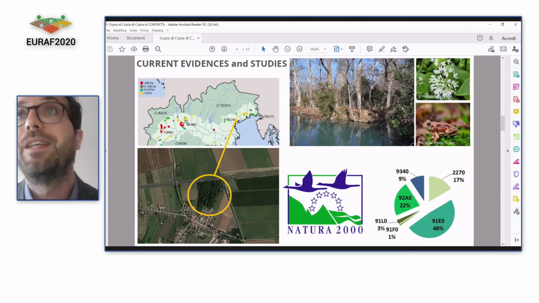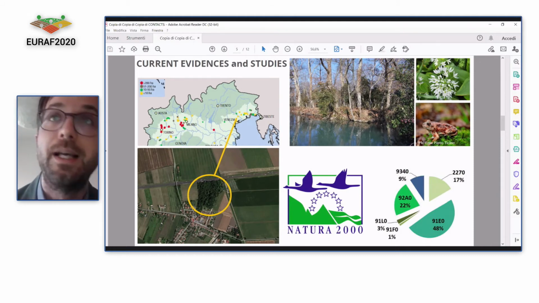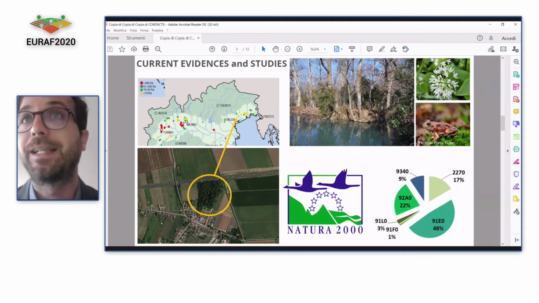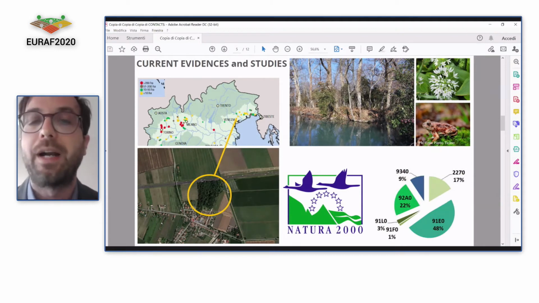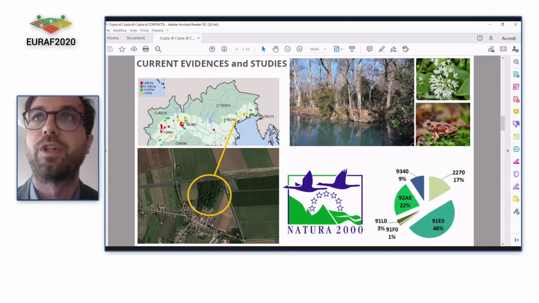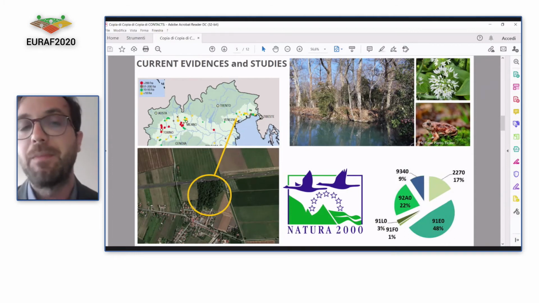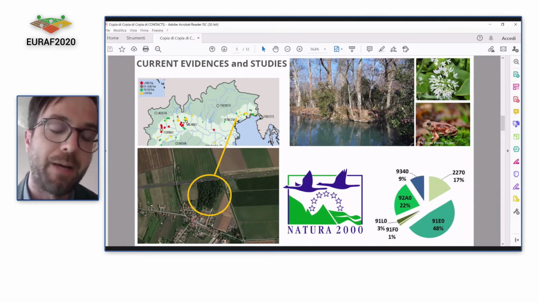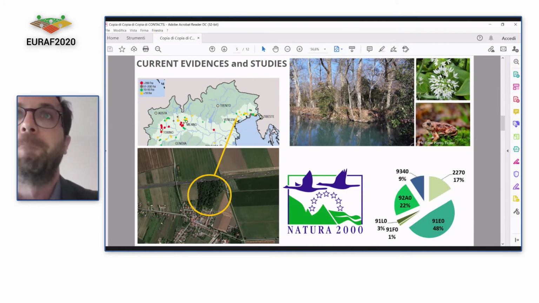Even if they are very altered in their composition and structure, some of these forests are protected by the Natura 2000 Habitat Directive. And these woodlands are very important, both for the conservation of the landscape and for the conservation of amphibians and reptiles protected by the Habitat Directive.